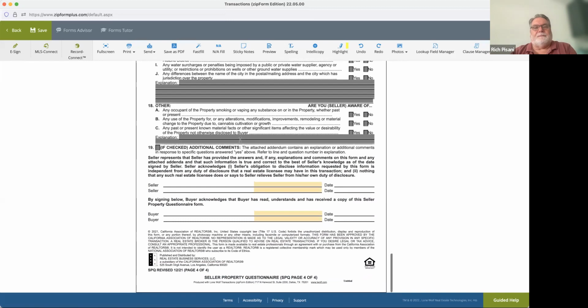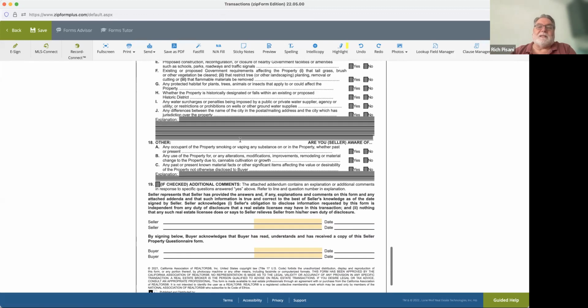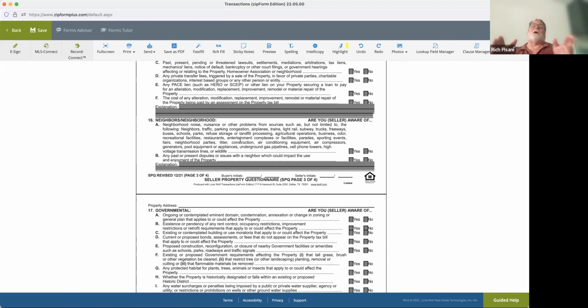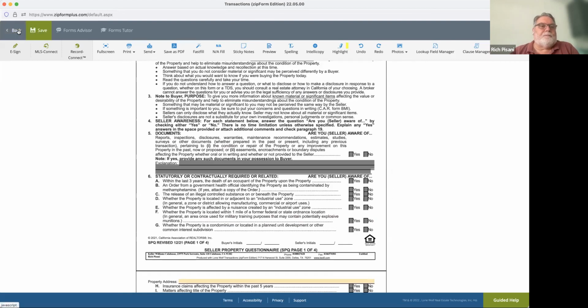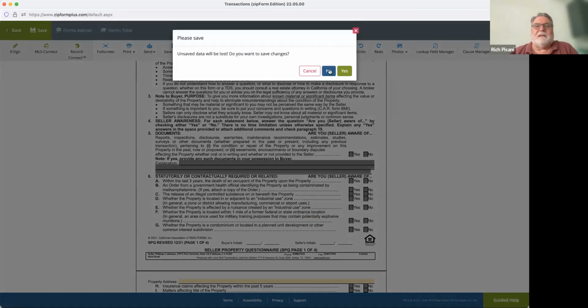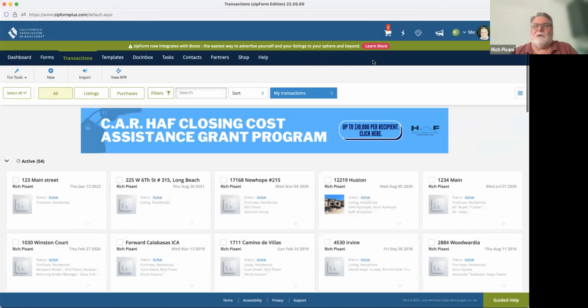Governmental, then other: any occupant of the property smoking or vaping any substance. That's funny, I never really looked at that before, but anyways. And once again, these questions are: are you aware of these things? So if they're not aware of it, then the answer is no. So that is the SBQ. Any questions on the SBQ before moving on?